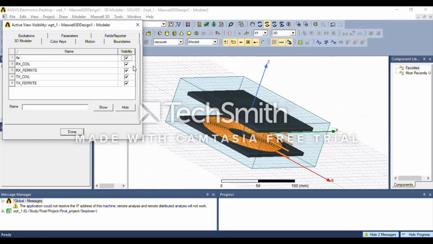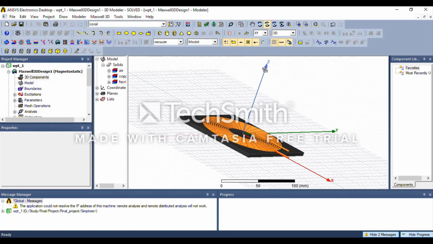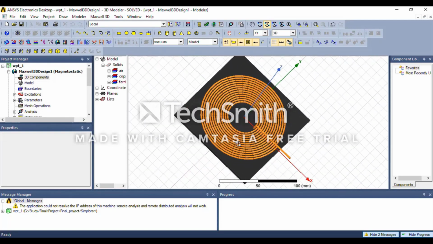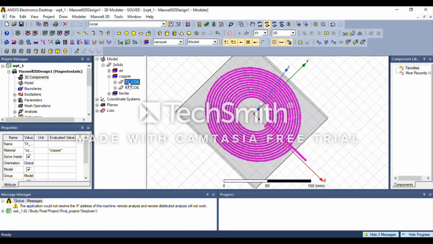So here, at first we can see, I will remove some visibility parameters. Okay, we have designed a spiral shaped coil with copper material. Here we have taken the diameter of the cross section of the wire as 2 mm. The starting radius for the spiral coil is about 20 mm. So let's see these parameters in the design, under the design section.